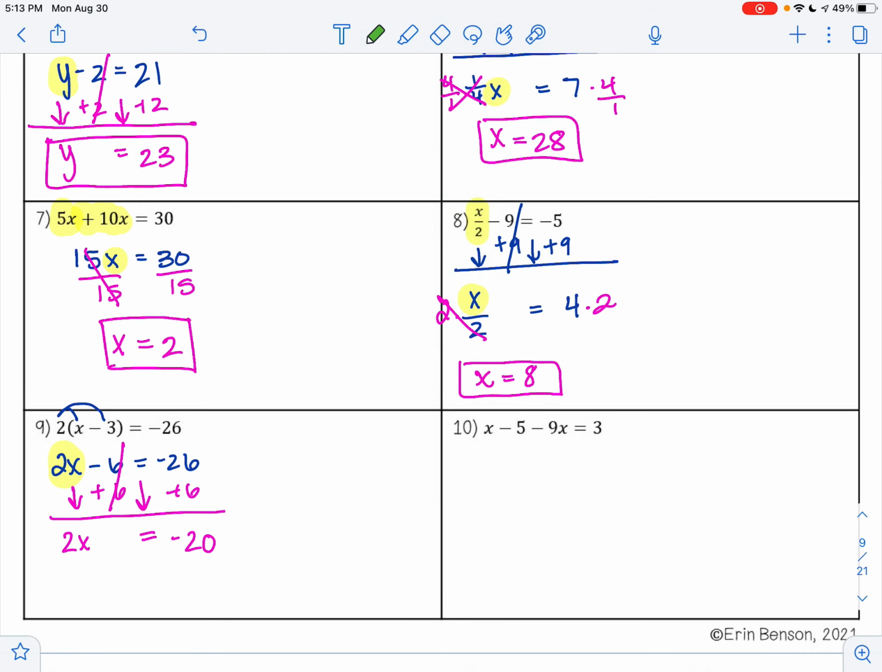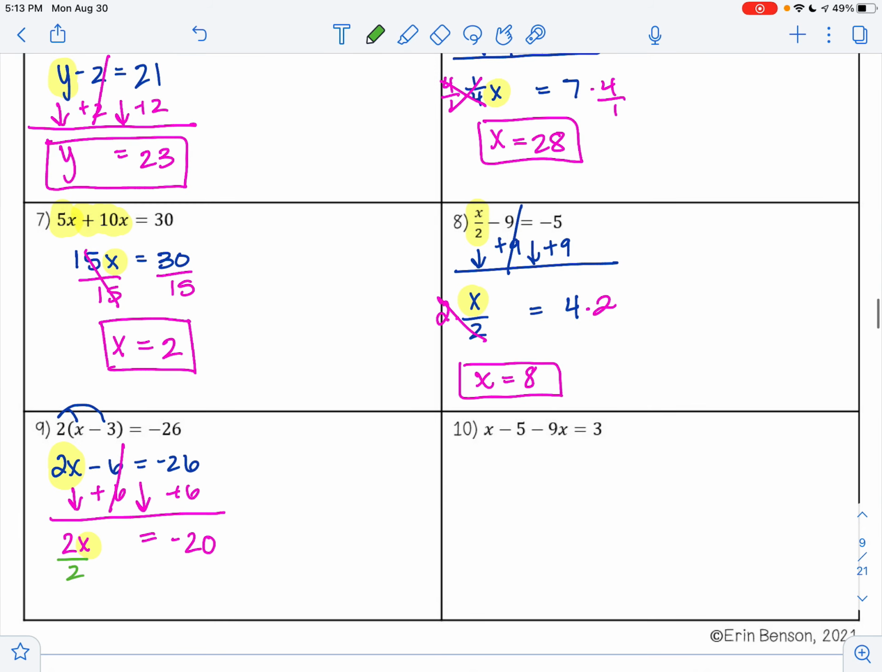I want to get x by itself. X is being multiplied by 2. To undo multiplication, I'm going to use division. 2 divided by 2 is 1, so that leaves me with 1x. And the right side divided by 2 gives the answer. So my answer is x equals negative 10.